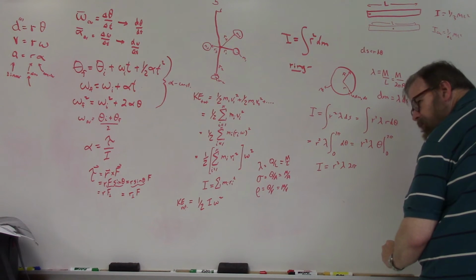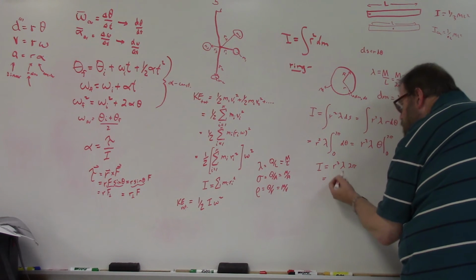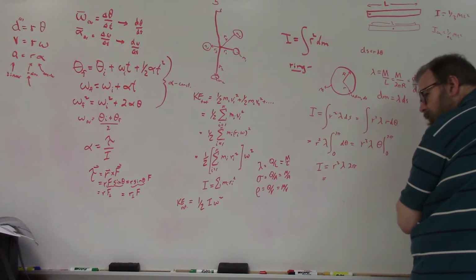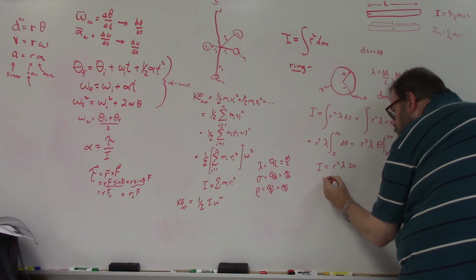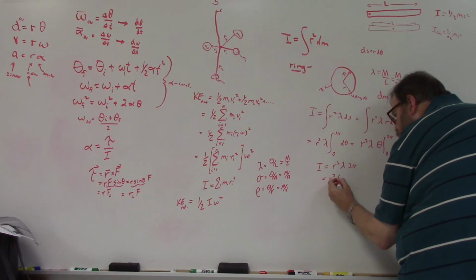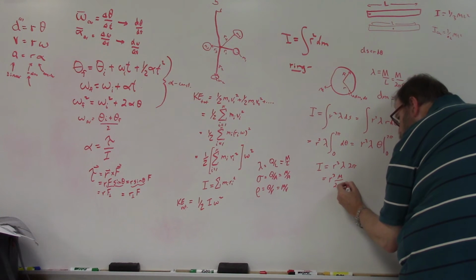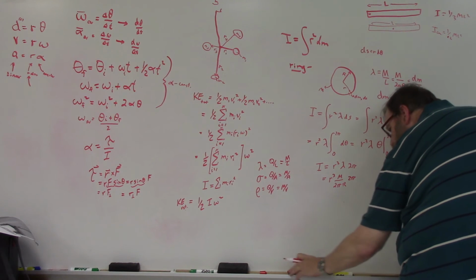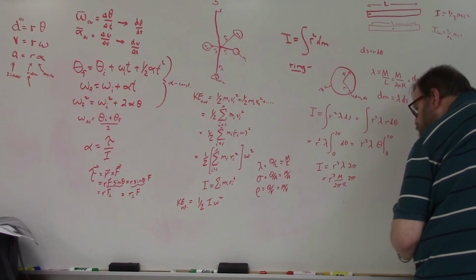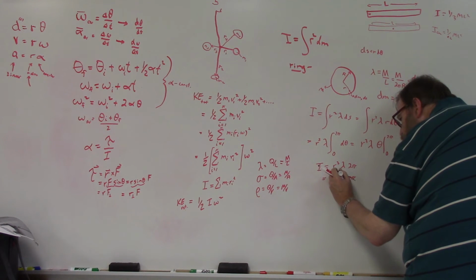Okay, what's going to happen here? What is my lambda? My total mass divided by my total length, right? So my r cubed here, and my lambda is my total mass divided by my total length, which is 2 pi r. And multiplied by 2 pi, what's going to cancel? The 2 pi. And one of the r's.